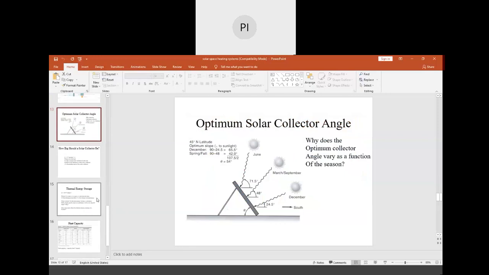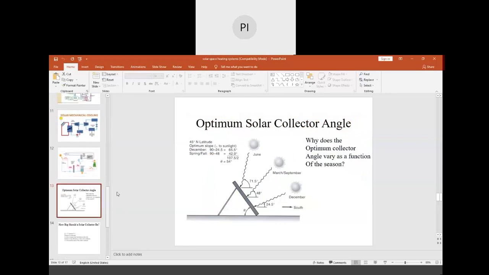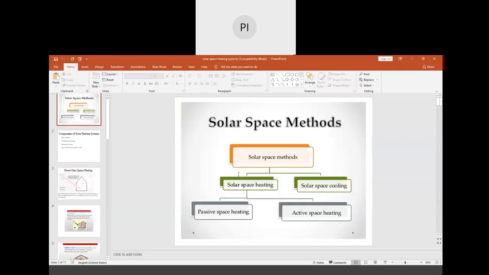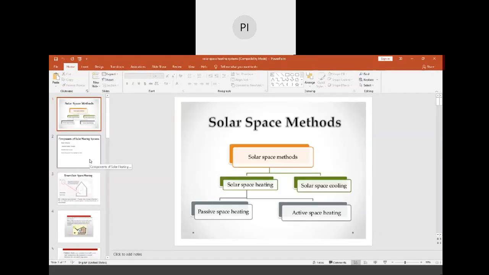This is angle of incidence and all these. This is a short answer question: solar space heating system and cooling system.